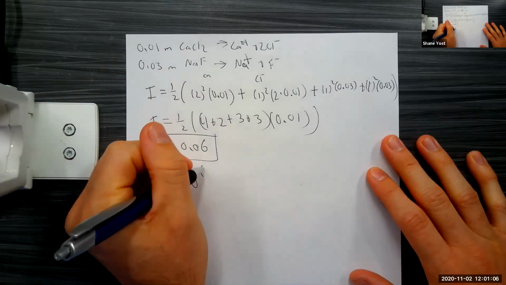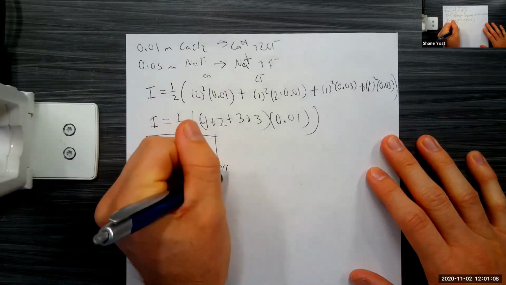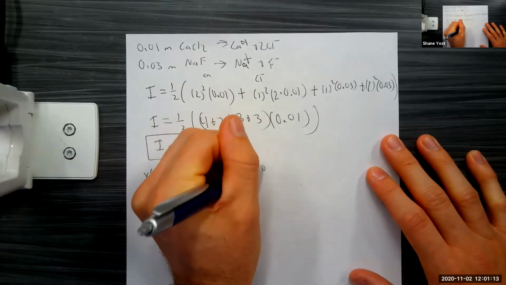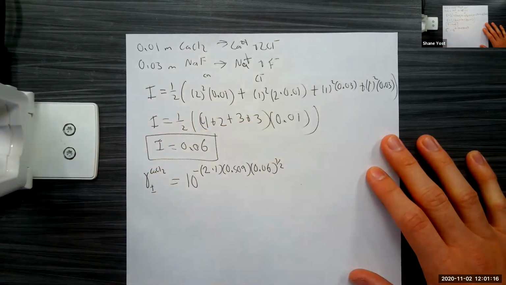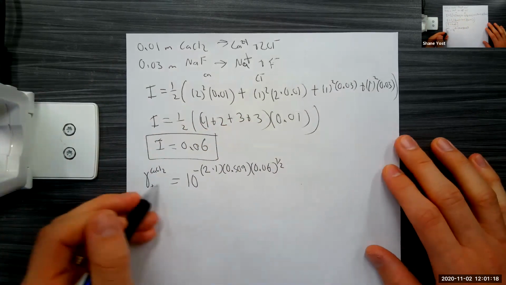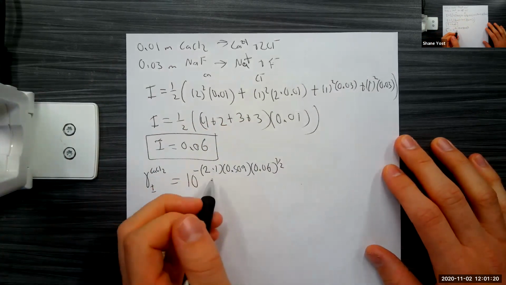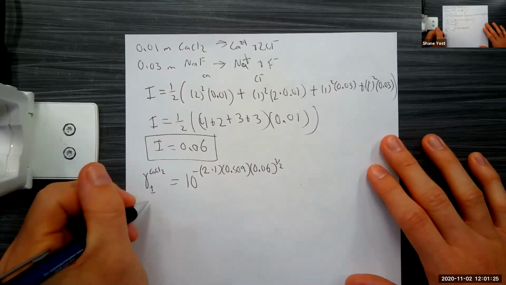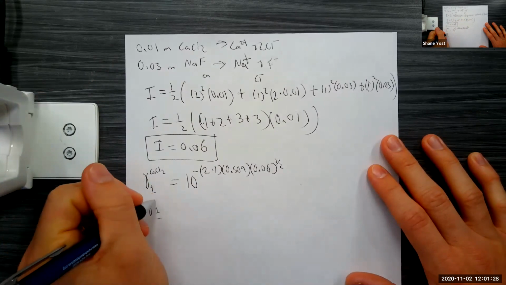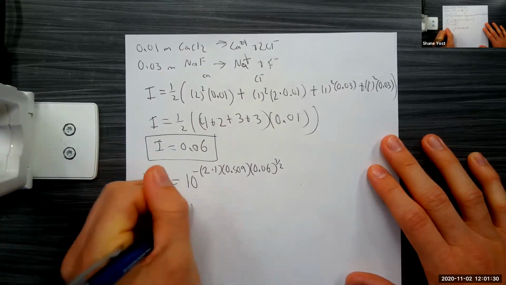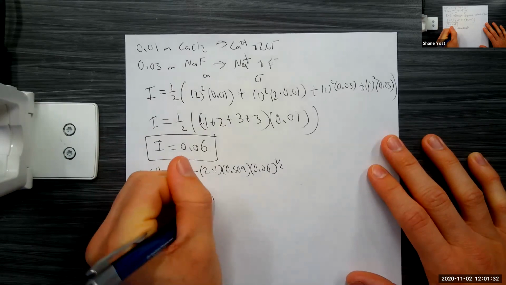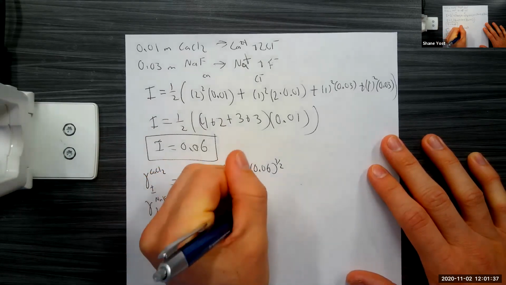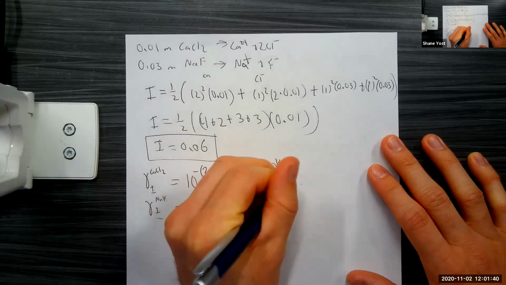charge of calcium is 2, charge of chloride is 1, times 0.509, times the ionic strength, 0.06, to the 1/2 power. The log of this equals minus those charges, absolute value, times that A times I to the 1/2. And then the gamma plus or minus for sodium fluoride is 10 to the minus 1 times 1 times 0.509 times 0.06 to the 1/2.